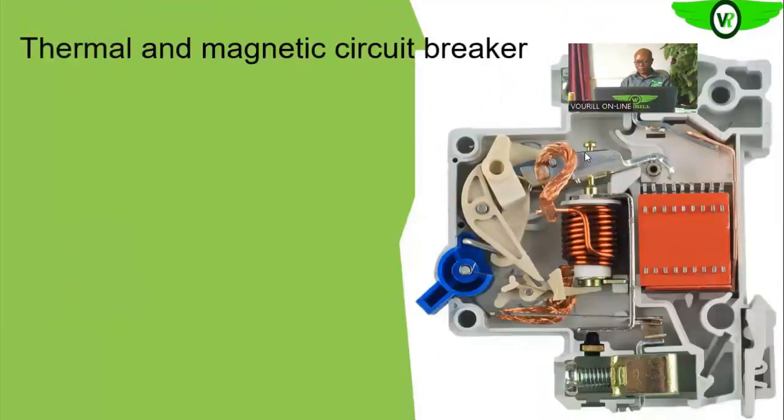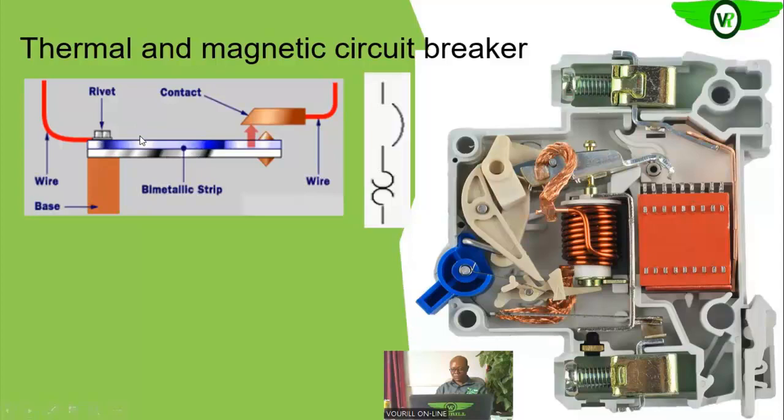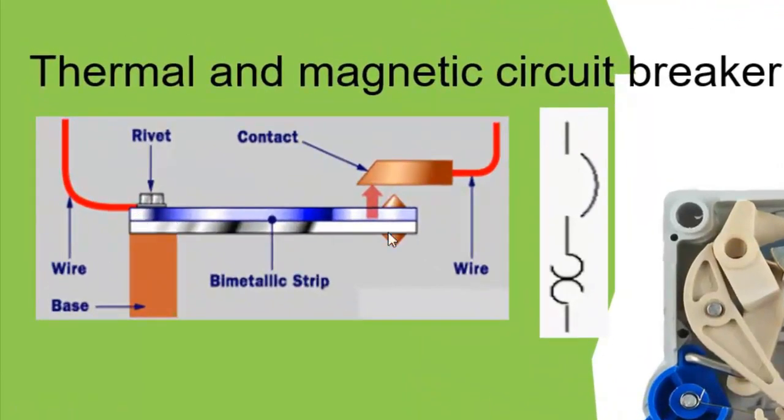Let us see how the thermal and magnetic circuit breakers actually work. This is an opened miniature circuit breaker. But before we go into this, let us explain in a little more detail how the thermal circuit breaker functions and how the magnetic circuit breaker also functions. What you are seeing on your screen shows the thermal element, a bimetallic strip, as we earlier explained.